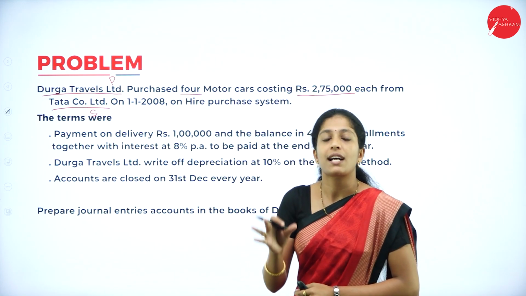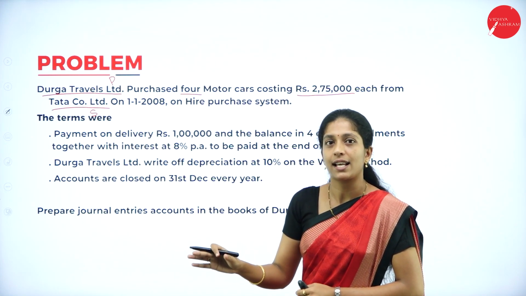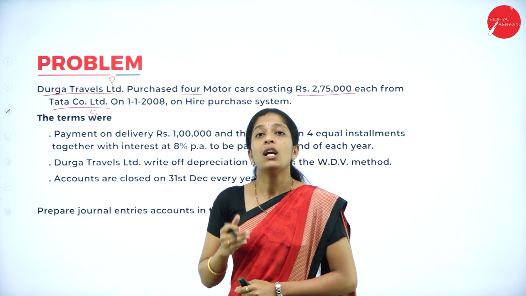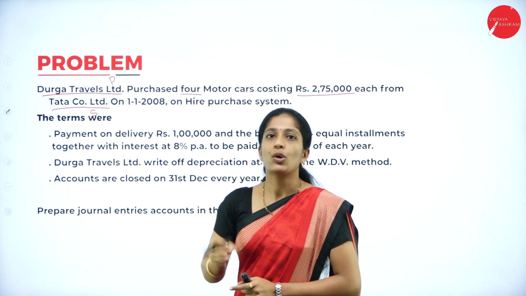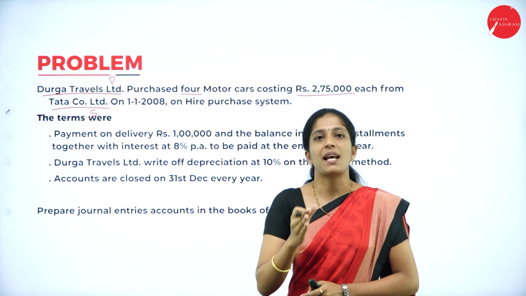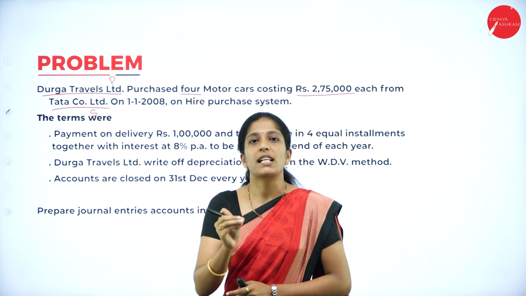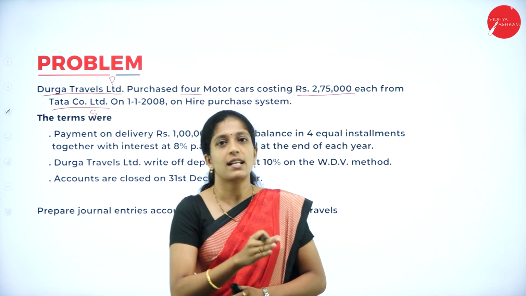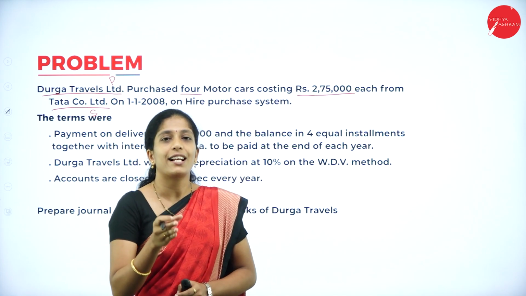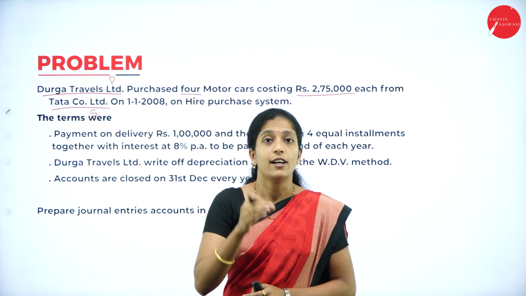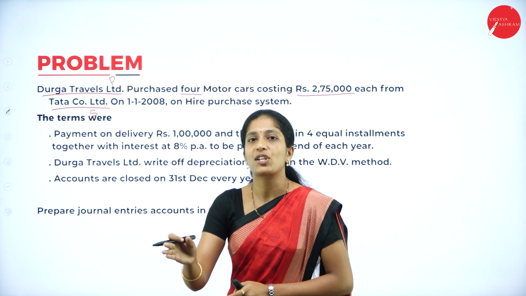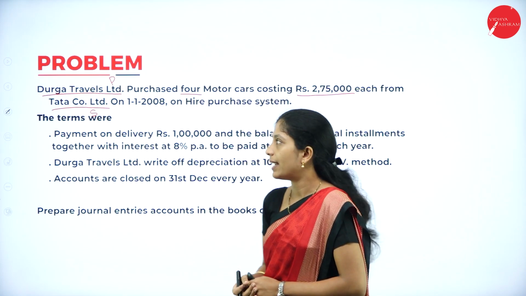Now you are clear about who is hire purchaser and who is hire seller. First you have to identify who is the hire purchaser as well as who is the hire seller, because sometimes they will ask to prepare journal entries in the books of the hire purchaser and sometimes in the books of the hire seller. So you have to know who is hire purchaser and who is hire seller.